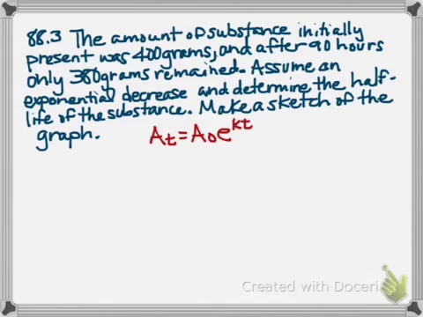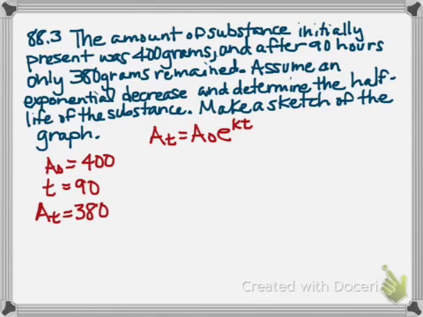So even though this is an exponential decay problem, we still use the same equation. The only difference is going to be k. Instead of being positive, it's going to be negative. So our initial value is 400, our time is going to be 90, and our a sub t is going to be 380. We'll use that information to find k. So 380 equals 400 times e to the k times 90.